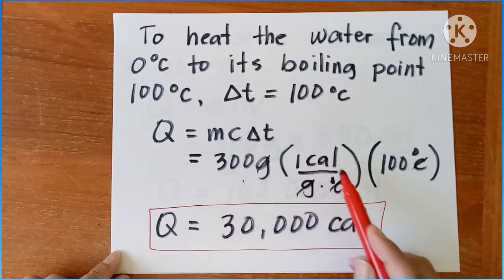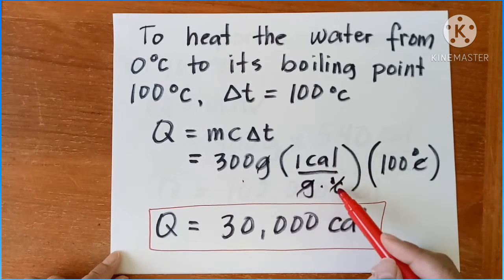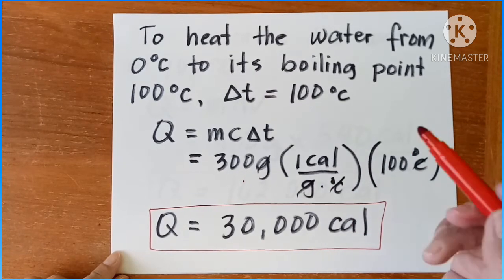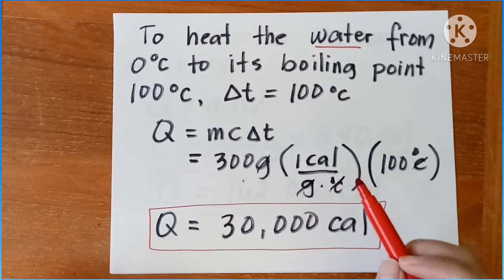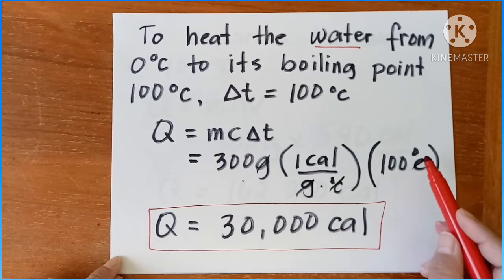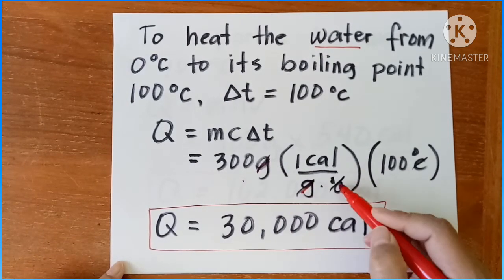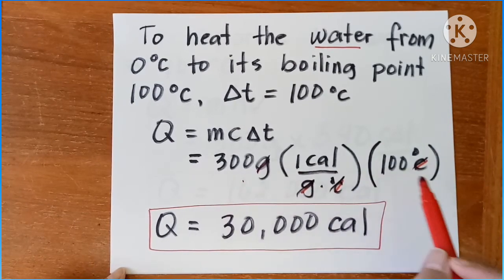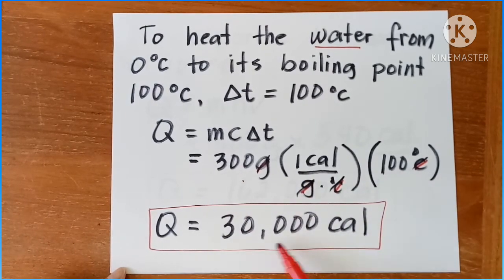The specific heat, if you will notice, earlier we have 0.5, but now I have 1 calorie per gram degree Celsius. Why? Because in this case, we are no longer using ice but water. And the specific heat of water is 1 calorie per gram degree Celsius, and the change in temperature is 100 degrees Celsius. So what we're going to do is cancel out grams and degrees Celsius, and then we can proceed with the multiplication. 300 times 1 times 100 will give you 30,000 calories.